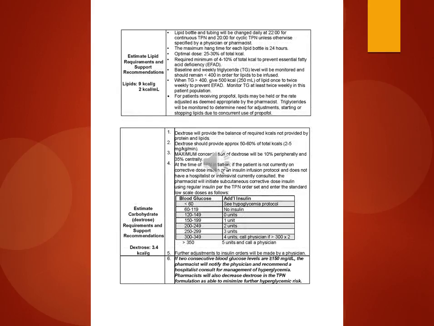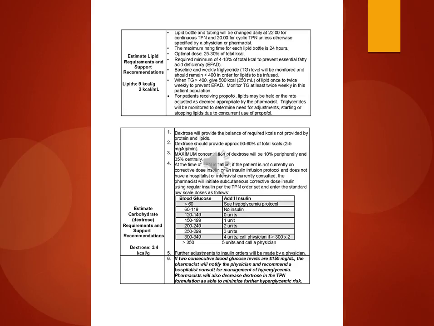Estimate lipid requirements and support recommendations. Lipids: 9 kcal/g, 2 kcal/mL. Lipid bottle and tubing will be changed daily at 2200 hours for continuous TPN and 2000 hours for cyclic TPN unless otherwise specified by a physician or pharmacist. The maximum hang time for each lipid bottle is 24 hours.